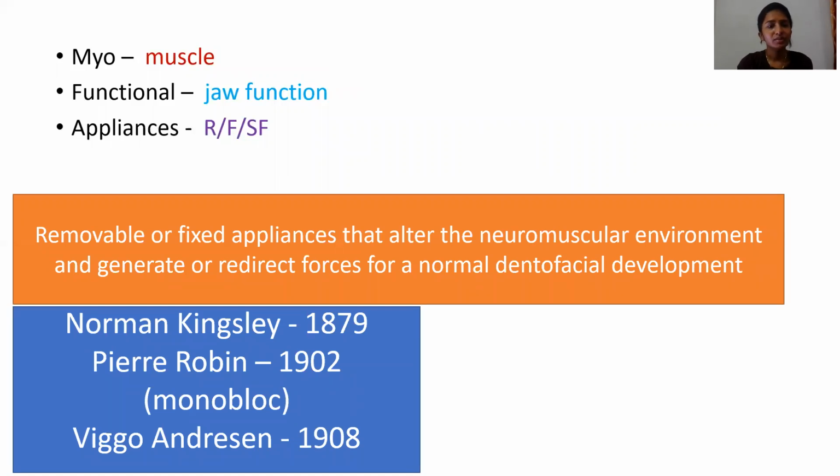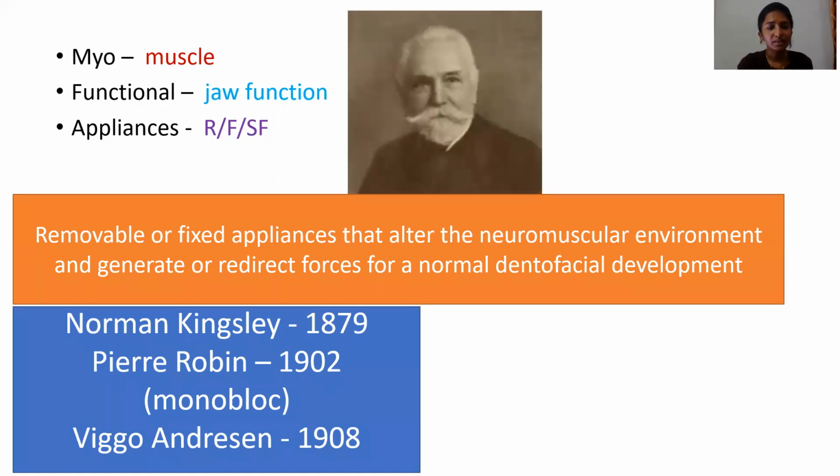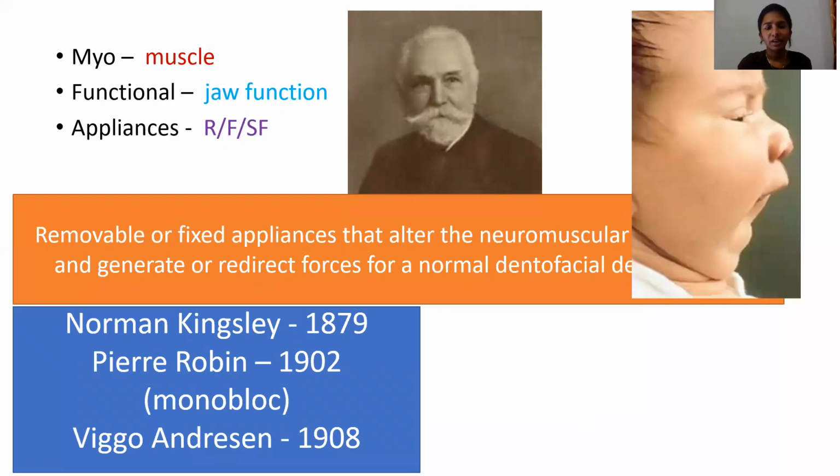Now let us go into some of the history of the myofunctional appliances. It was Norman Kingsley in 1879 who first introduced the concept of functional appliances. Later, Pierre Robin in 1902 introduced an appliance called the monoblock, and he first tried the appliance in a patient with a severe mandibular deficiency. As you can see in this photo, a child with a severe mandibular deficiency. The monoblock was given to one of the patients with a class 2 with mandibular deficiency, to bring the mandible forward.